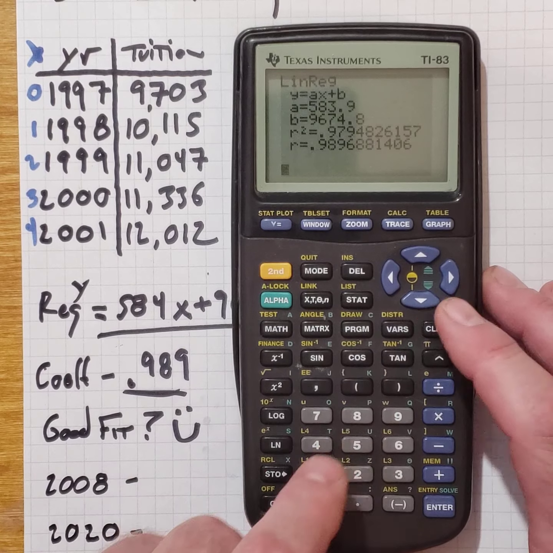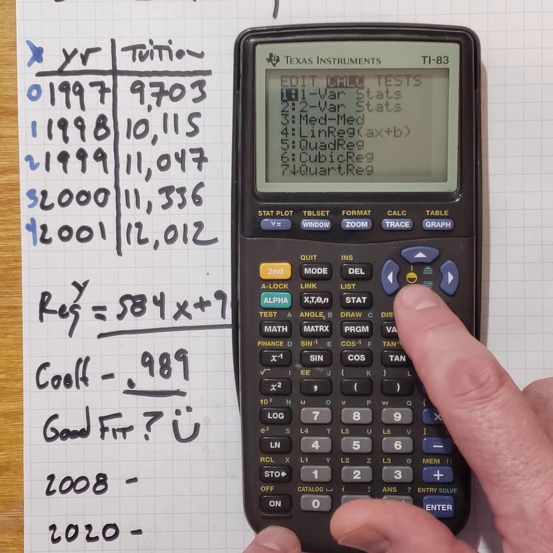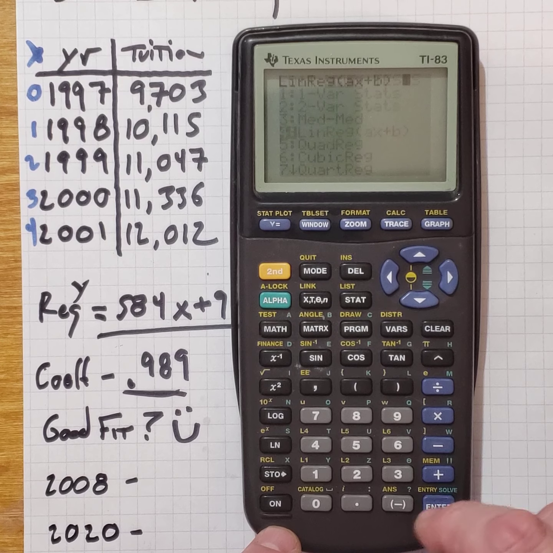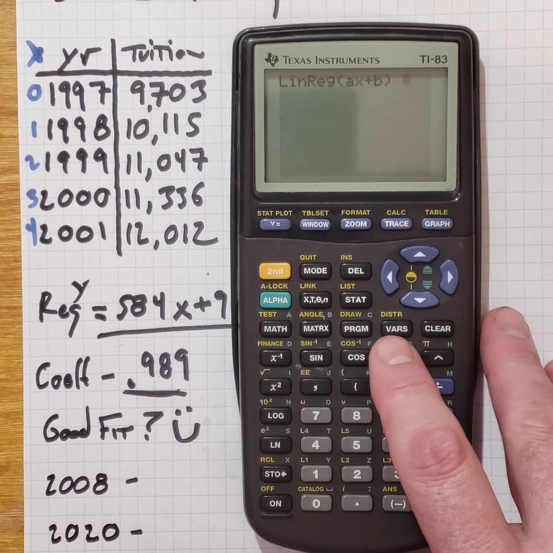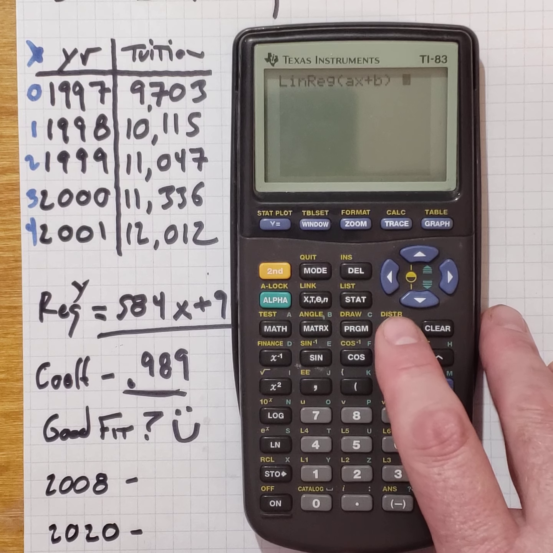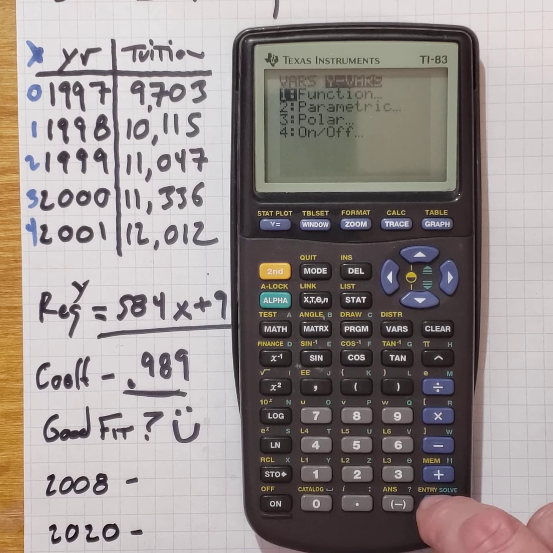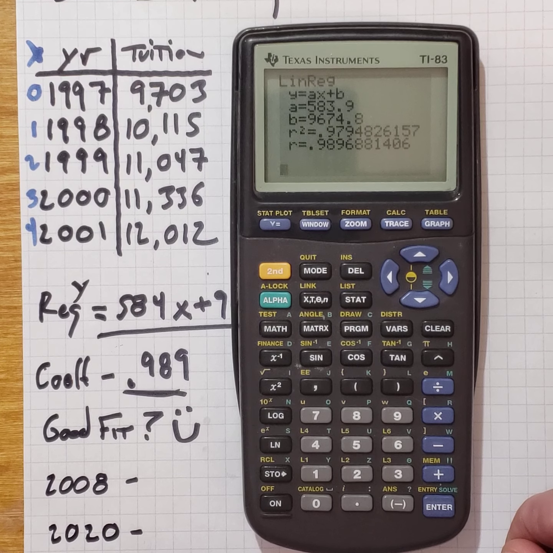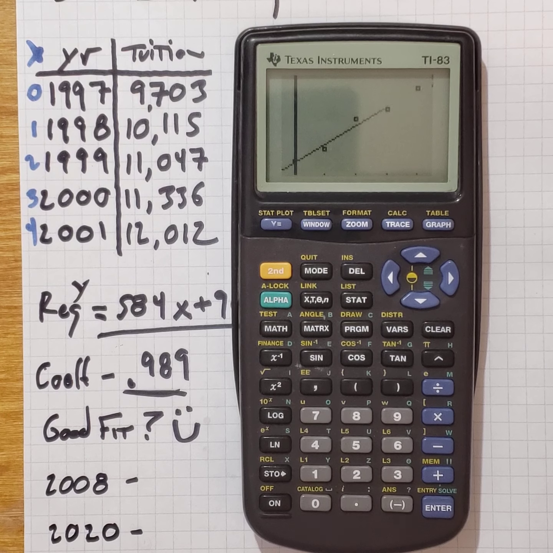Let me show you that one more time. Stat, Calc, down to LinReg, enter, or you could just hit 4. And if you practice this enough that you don't have to think about it, it's really easy. It's Vars, arrow over, enter, enter, enter. And that gives us our graph.